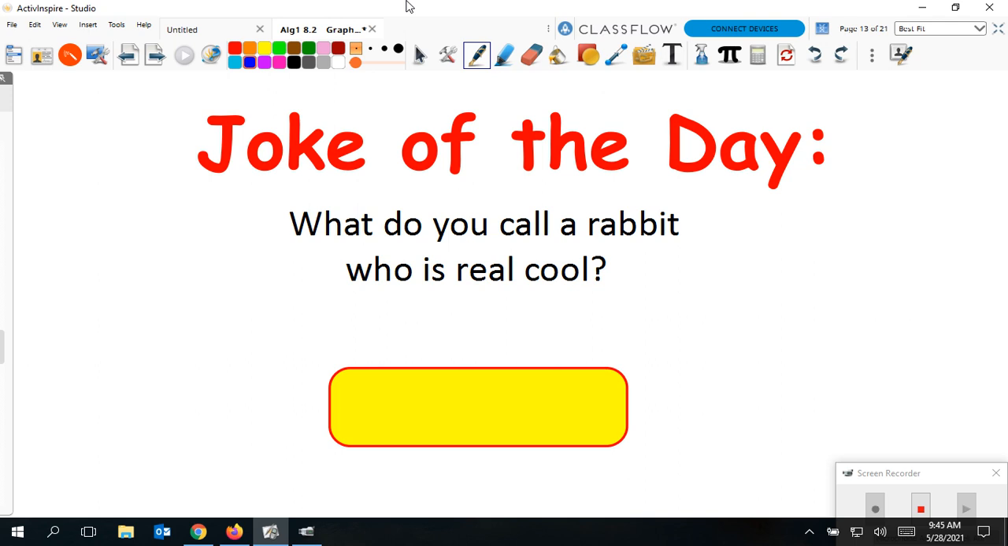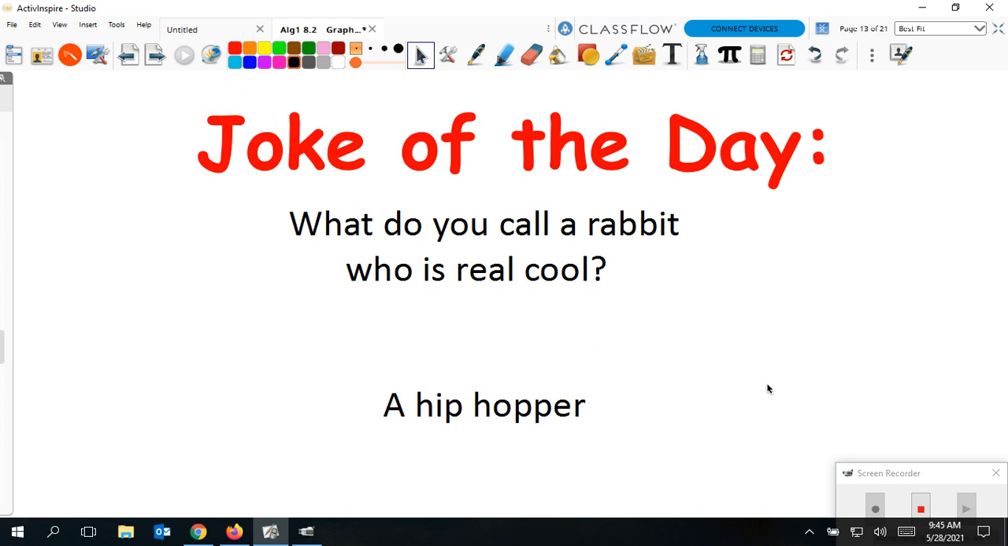Well, we have a rabbit at our house. His name is Chuck Norris, and he is really cool. But according to this, what do you call a rabbit that is really cool? You call him a hip hopper. He is a hip hopper. All right. Remember, it used to be a word we always say way back in the day. You might not say the hip anymore, but when somebody's hip, that means they're really cool. So he's a hip hopper.